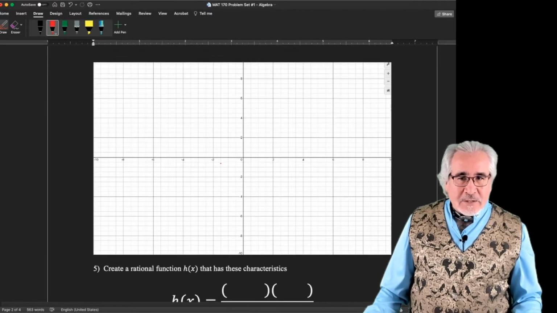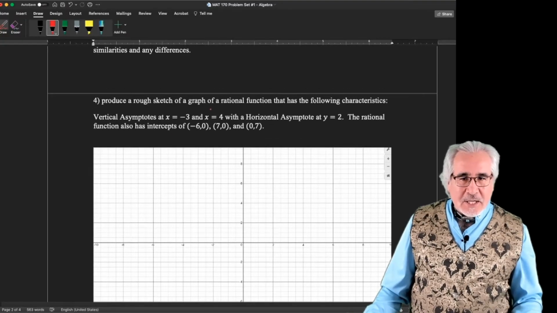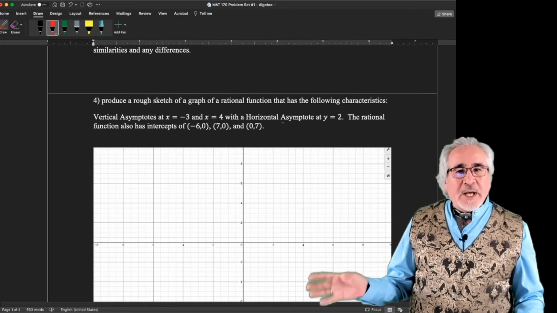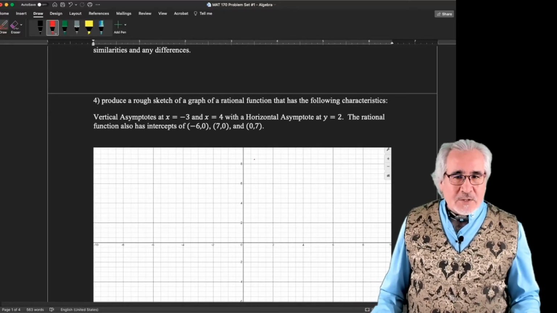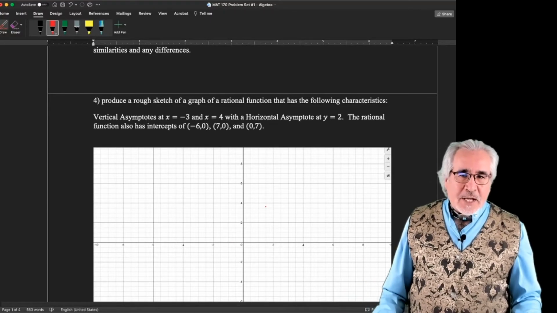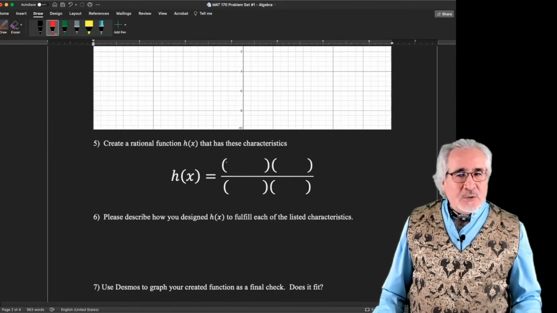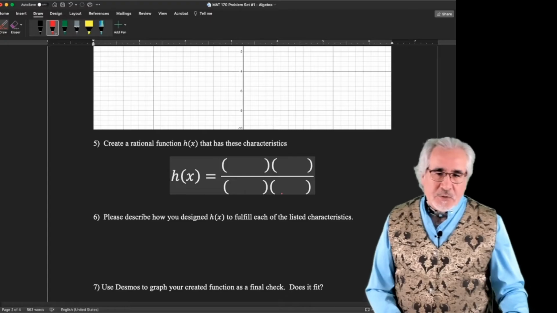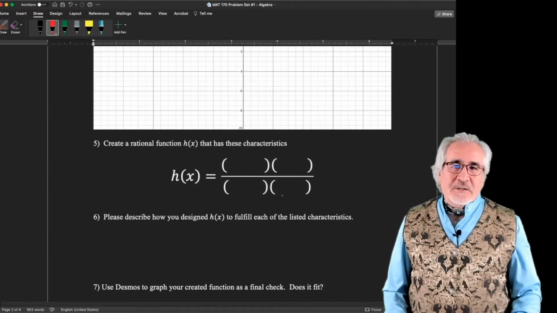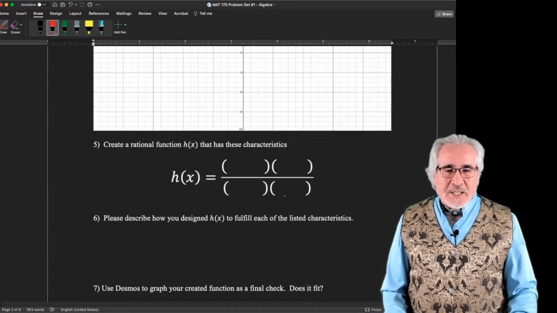The next part of this activity is to take information about another function. See if you can reconstruct the graph just from this information, and then from having that information, can you come up with what the function actually is in factored form? Test it out on Desmos and see if it works.